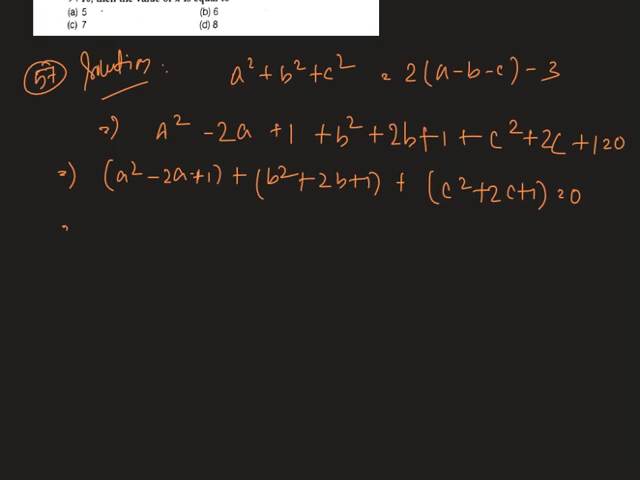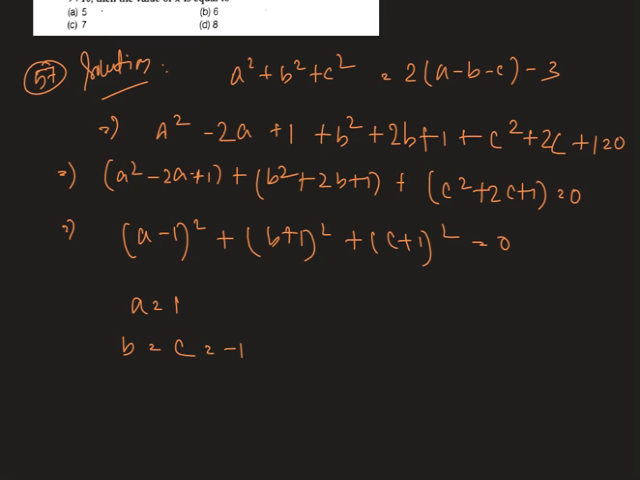So we get three whole square formulas. The first one is (a minus 1) whole square, the second one is (b plus 1) whole square, and the third one is (c plus 1) whole square, equals 0. So a is equal to 1, and b and c are equal to minus 1.